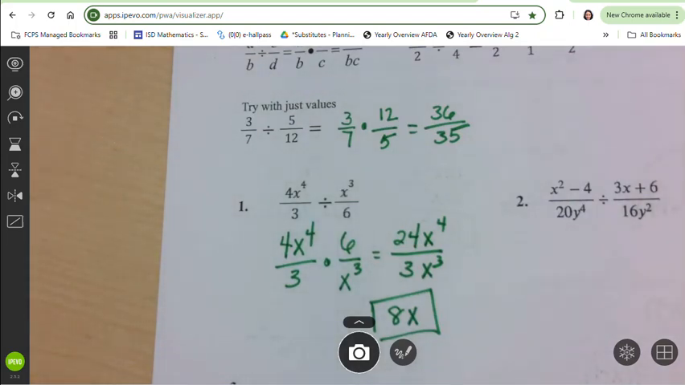So the thing that was new here is that in order to divide, we change to multiply, and we use the reciprocal of the second fraction. And then it's still like a multiply problem.